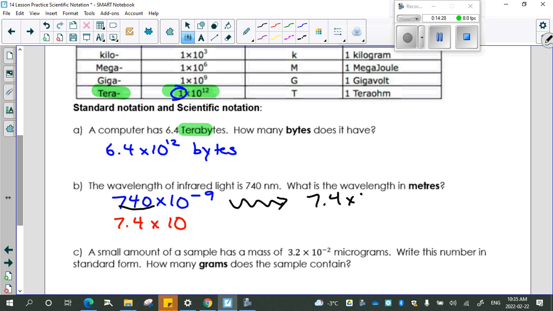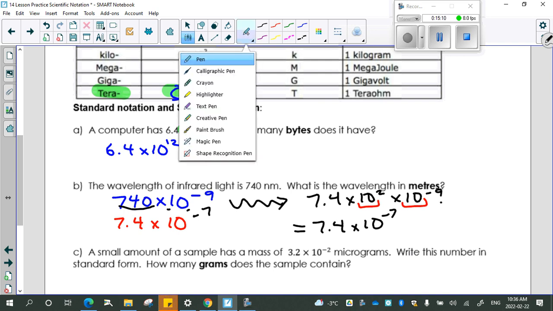7.4 times 10 to the power of 2. And then I multiply that. Good, Braden. Then I multiply that by 10 to the power of negative 9. And what happens when you multiply powers with the same base? You keep the base and add the exponents. 2 plus negative 9 is negative 7. Okay, did you see that thinking there? So we changed 740 to 7.4 times 10 squared. So we rewrote 740 in scientific notation, and then we still multiply by 10 to the negative 9.